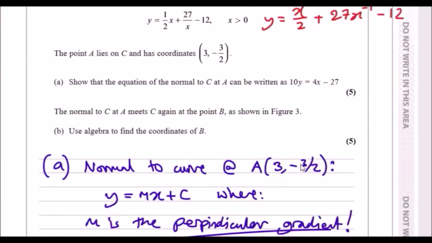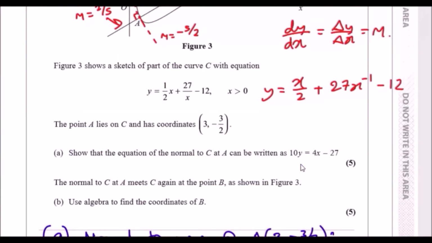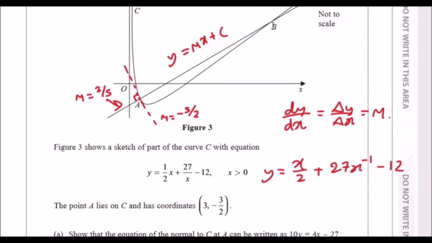Now let's look at part B, because this is the main part I was talking about earlier. It says that the normal to C meets the curve again at point B. So the normal to the curve at A meets point B again. So this means that the straight line intersects again with the curve.